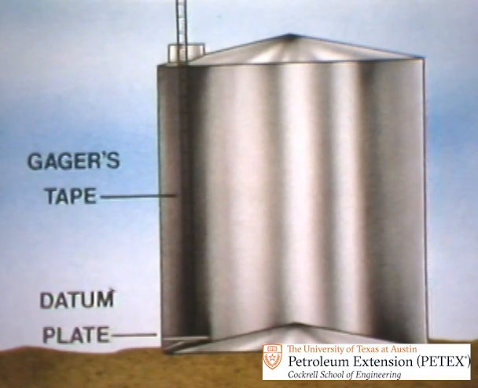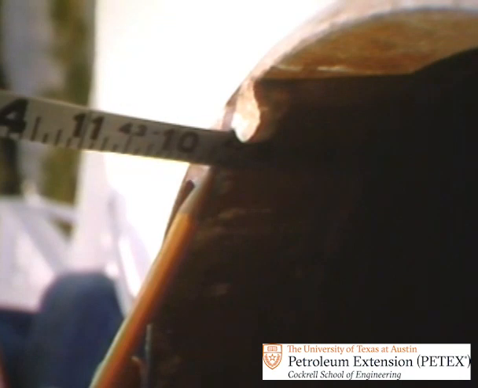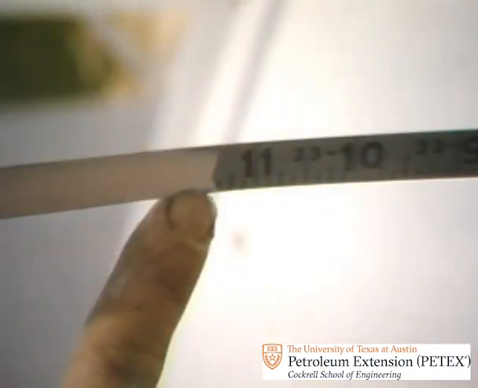Then they read and record the distance where the tape hits the reference point on the top lip of the hatch. In this case, gauging height is 43 feet 9 3/8 inches. The crew also reads the height of the liquid in the tank by withdrawing the tape and noting where the liquid cuts it. Here it's 33 feet 11 3/8 inches.